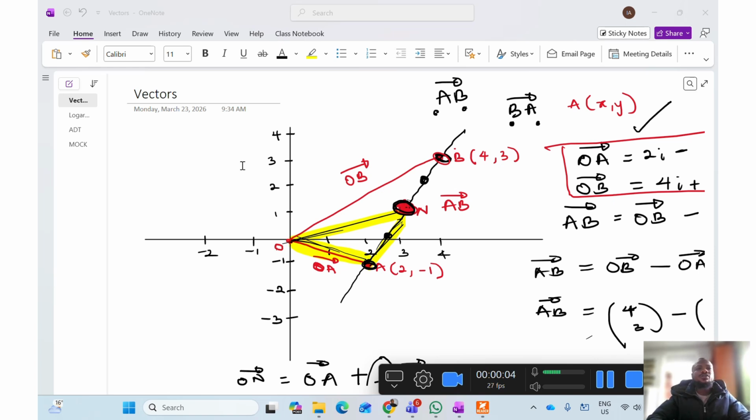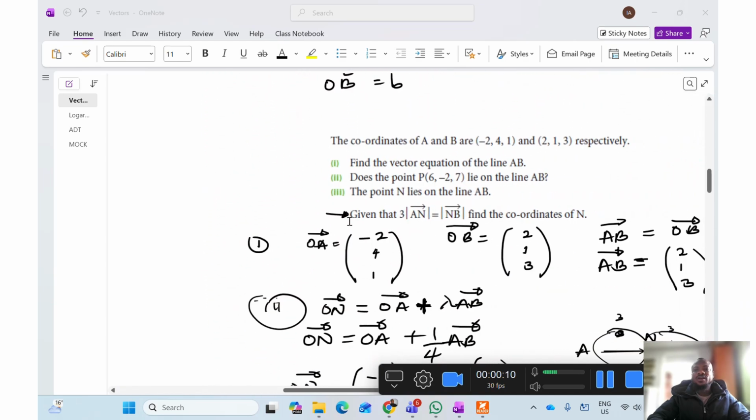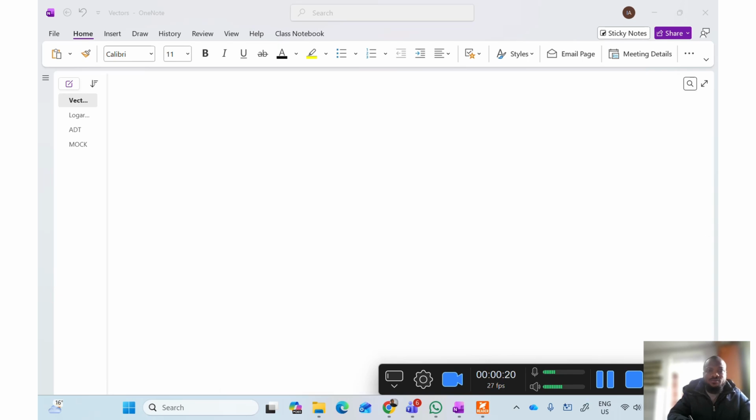In the previous session, I explained vector equation of a line, and I was able to solve a few examples. Now in this session, I'll teach you guys the intersection of two lines.